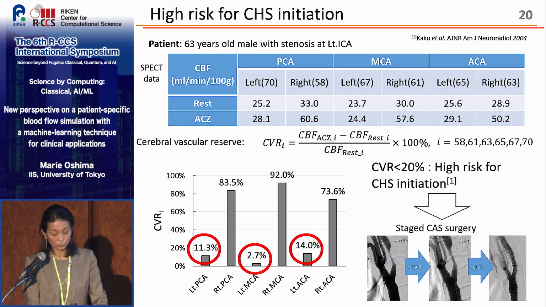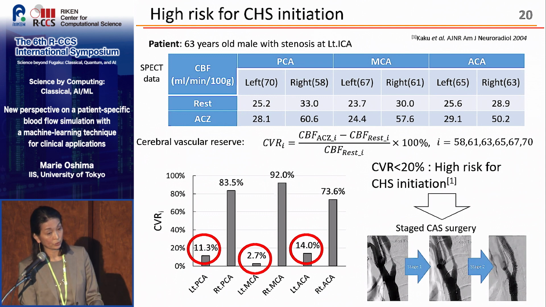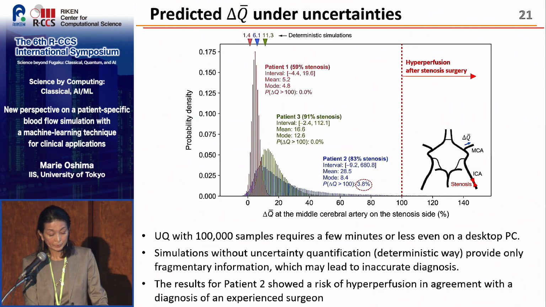And the neurosurgeon conducted staged stenting, as shown in this figure. He expanded a little bit and saw the situation, and the situation became stable. Finally, he put in the stent. So that's how you can avoid the CHS risk. What we did is, if we expand the stenosis 100%, what's going to happen? That kind of thing can be done in a computer simulation.